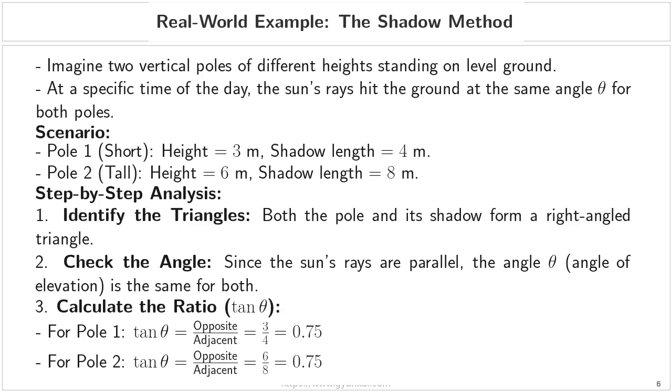Finally, let's calculate the tangent ratio for both. For our first, shorter pole, tangent theta is equal to the opposite side over the adjacent side, which is 3 divided by 4, giving us a result of 0.75. Now, let's do the same for the taller pole. Here, tangent theta is the opposite side over the adjacent side, which is 6 divided by 8. If you simplify that fraction, it also equals 0.75. Notice how the ratio remains unchanged, despite the change in size.